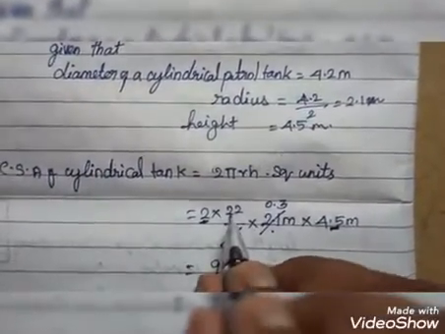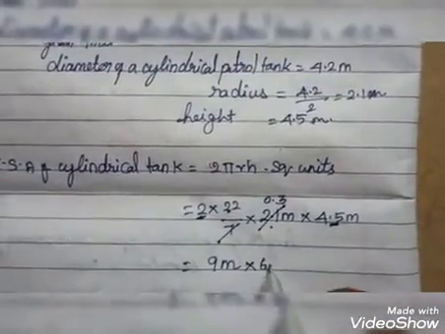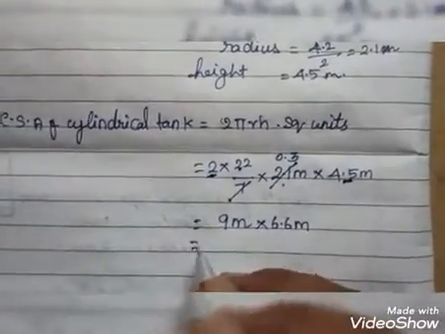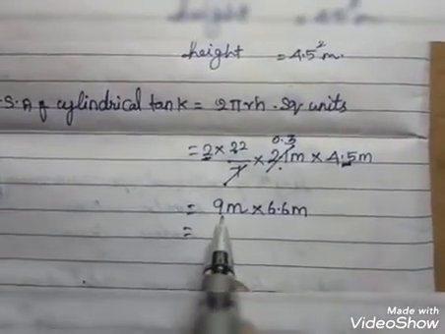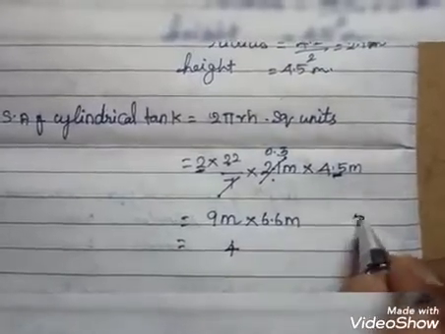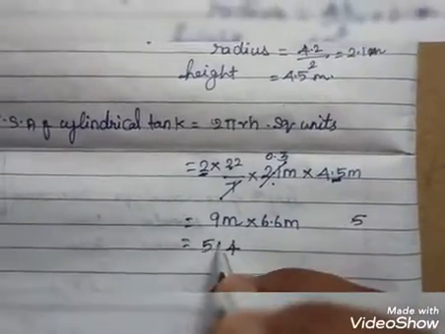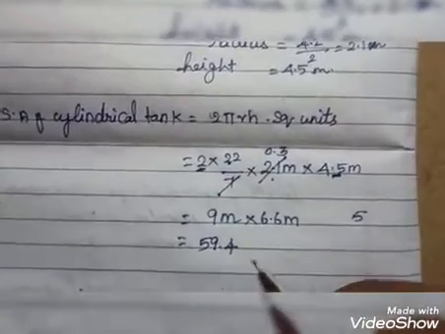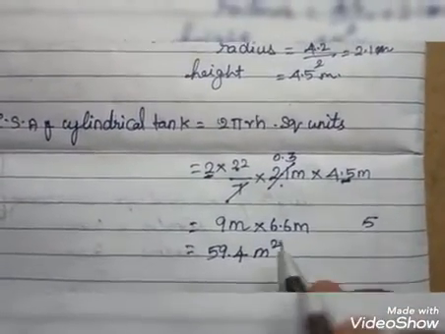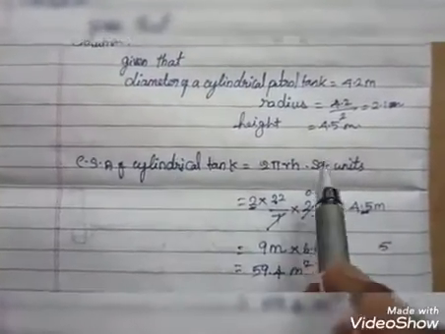And then 22 into 3, you get 66. It seems to be 6.6 meter. Now you need to multiply 66 into 9. So 6 9s are 54, 4 remaining 5. 6 9s are 54 plus 5, 59. So how many decimal point? 1 decimal point. So 59.4 meter square. This is the curved surface area of a cylindrical tank.